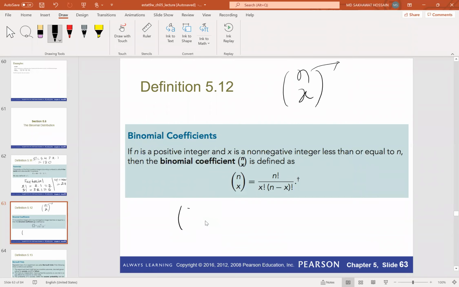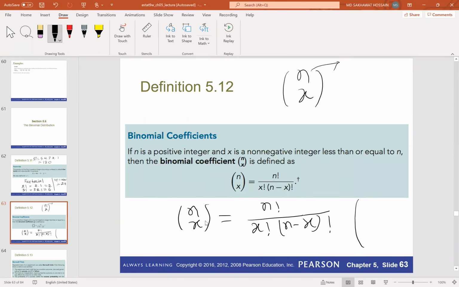This coefficient is called n combination x. This is called the binomial coefficient. So this is equal to n factorial divided by x factorial times n minus x factorial. In the numerator we have n factorial, and in the denominator we have x factorial times n minus x factorial. So x is always smaller than n.